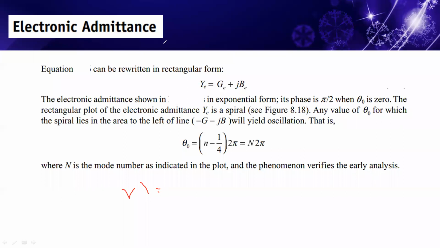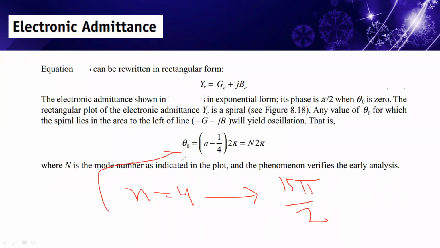Similarly, this is carried out for n equals 3. Next iteration, n equals 3. For n equals 3, what is the value we are obtaining? Yes, theta naught equals 11 pi by 2. Clear? Similarly for the next iteration, n equals 4. For n equals 4, what is the value we are obtaining? 15 pi by 2. So this is the 15 pi by 2.